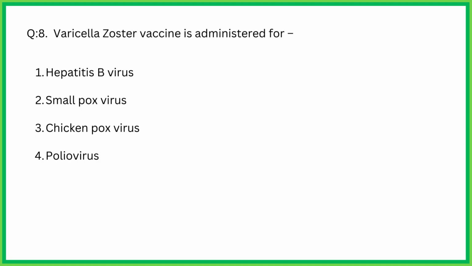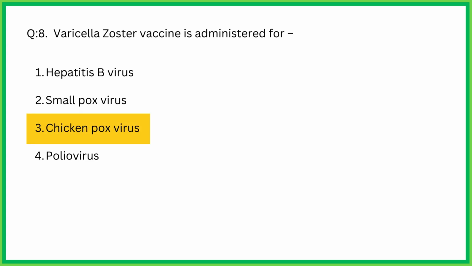Question number 8. Varicella zoster vaccine is administered for: option 1, hepatitis B virus; option 2, smallpox virus; option 3, chickenpox virus; option 4, polio virus. So the correct option for this question is option 3.